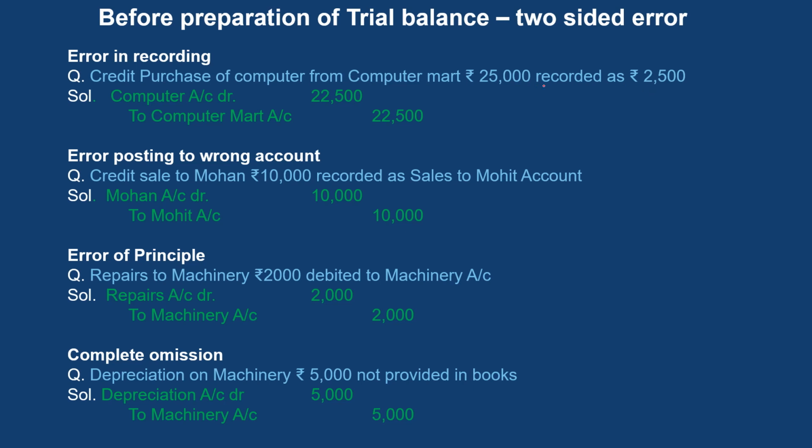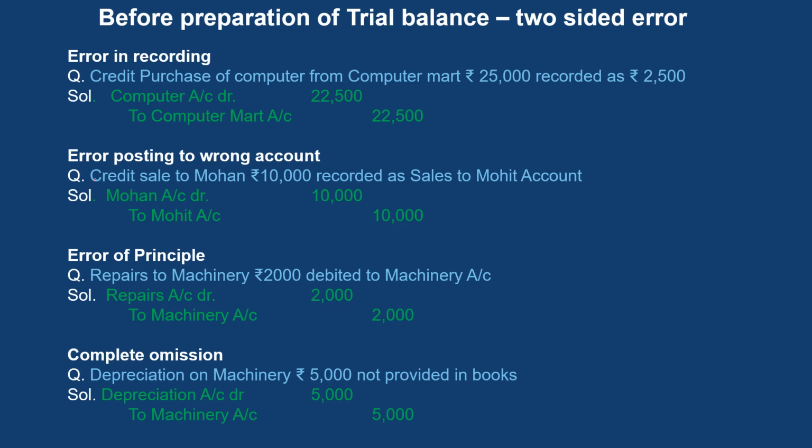Now to rectify it, we are supposed to bring up this 2,500 to 25,000. So you have to enhance it further by 22,500. So you rectify this error by passing the same entry: Computer account debit 22,500 to Computer Mart account 22,500. Therefore, already 2,500 was debited to computer, now 22,500 is debited through this rectification entry. When the error rectifying entry is passed, it will come up to 25,000. Computer Mart was credited with 2,500. Now you have credited 22,500. Therefore, the credit to Computer Mart has now gone to 25,000. This is how you can rectify this error in recording.